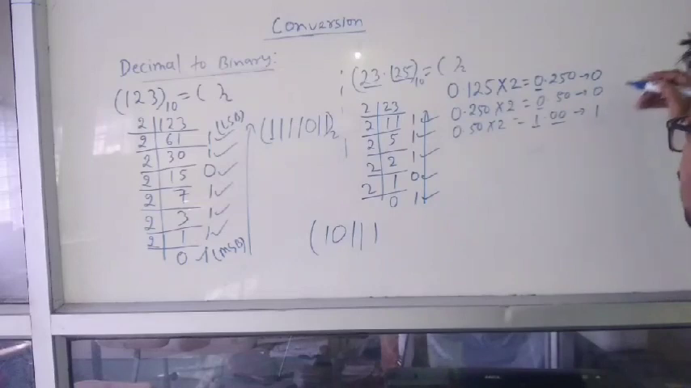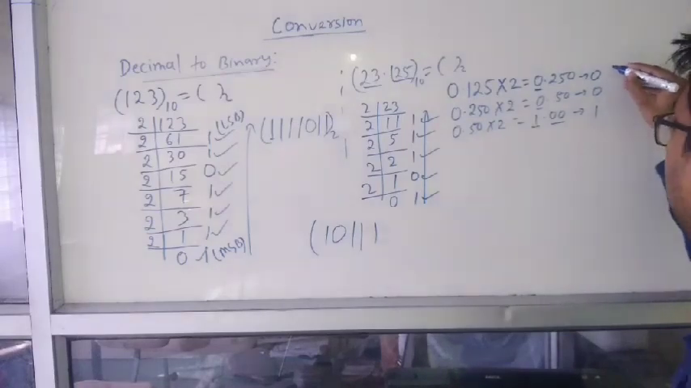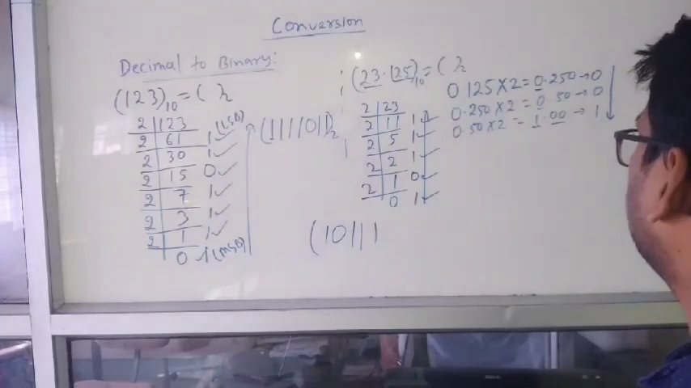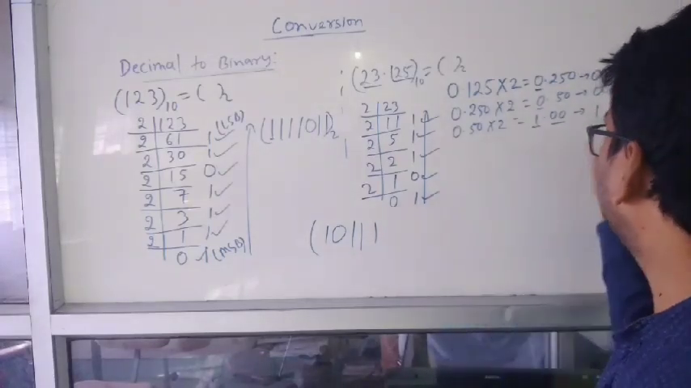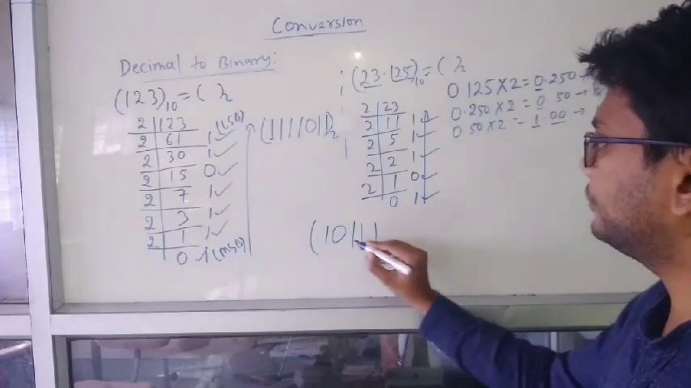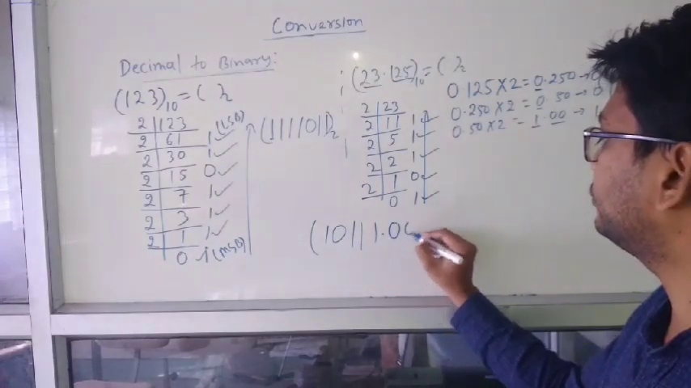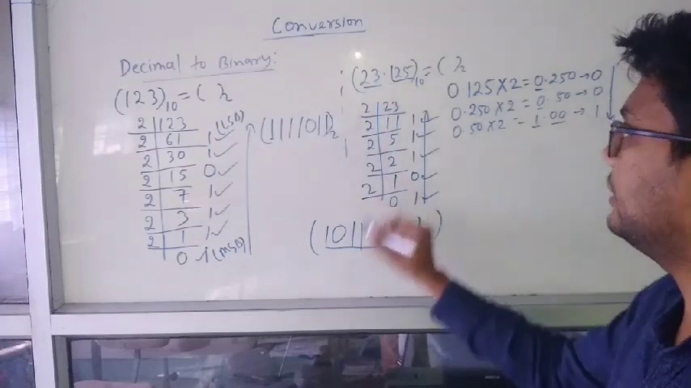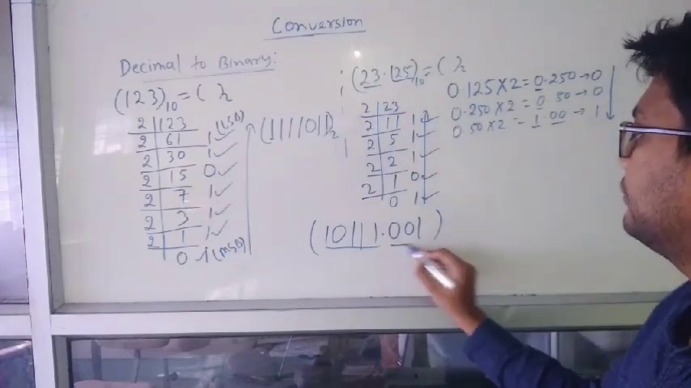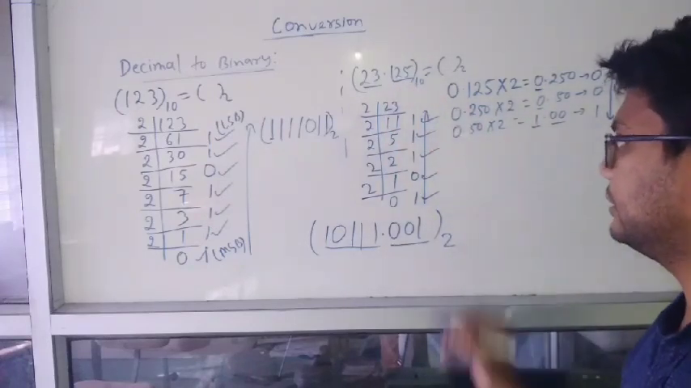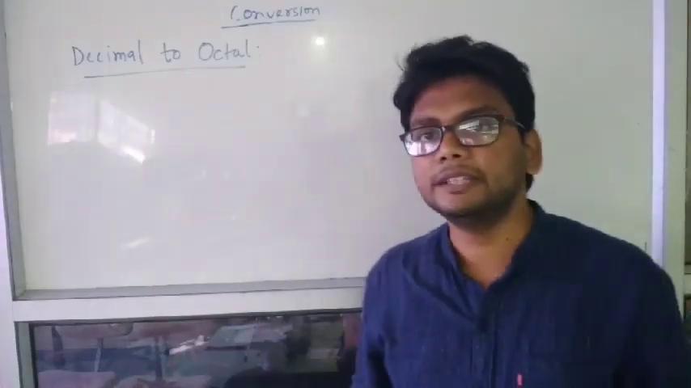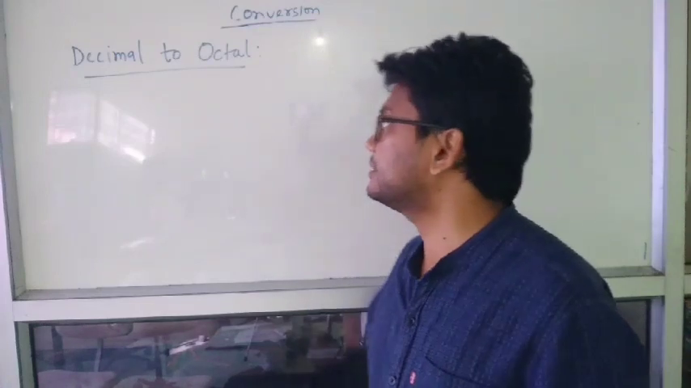And this time we can write the data from top to bottom. This thing you have to remember. The answer will be here 001. So we can write 0.001. This is the binary data for 23.125, the binary data will be 23.001, which is in the binary form. Now we can see how we can convert the decimal number system into the octal one.